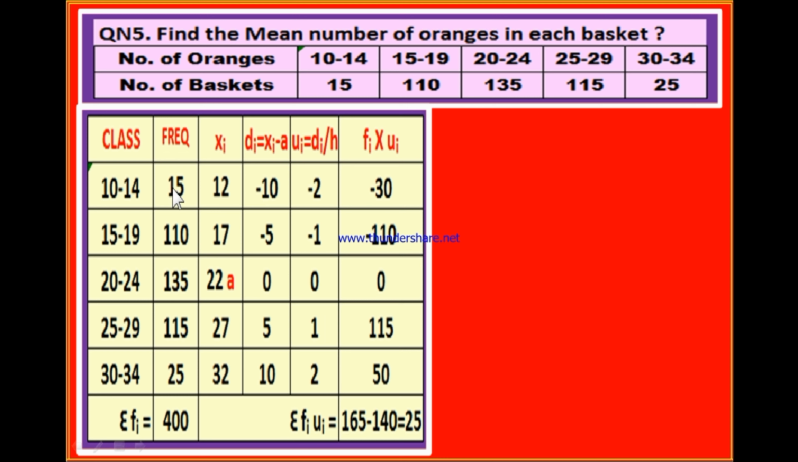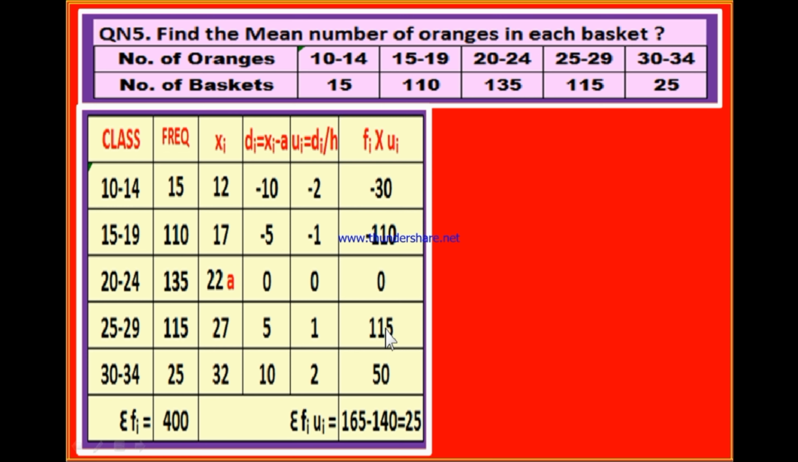After writing the frequencies and ui, now you have to multiply fi with ui and write it here. 15 into minus 2, minus 2 15s is minus 30. 110 into minus 1 is minus 110. 135 into 0 is 0. 115 into 1 is 115. 25 into 2 is 50.